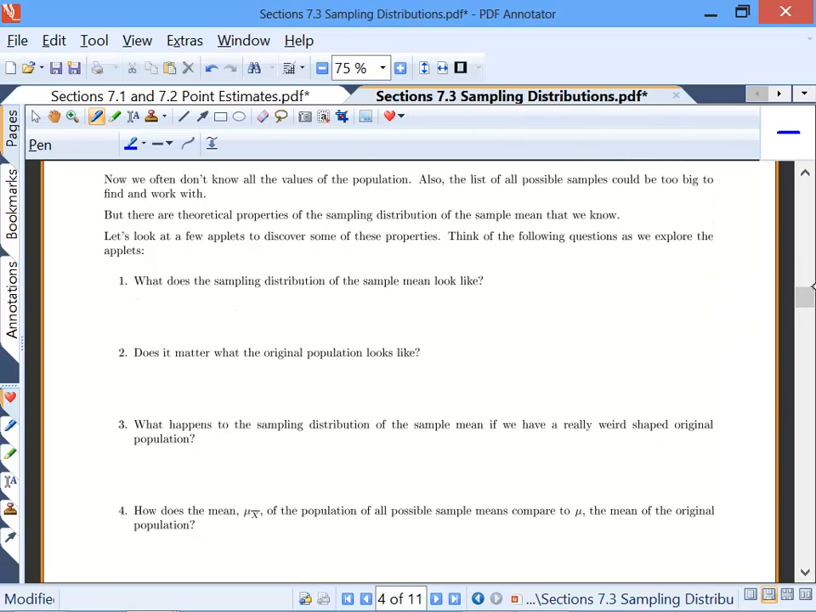So we're going to look at a few applets to try and discover some of these properties. And think of the following questions as we explore the applets. What does the sampling distribution of the sample mean look like? Does it matter what the original population looks like? What happens to the sampling distribution of the sample mean if we have a really weird shaped original population?